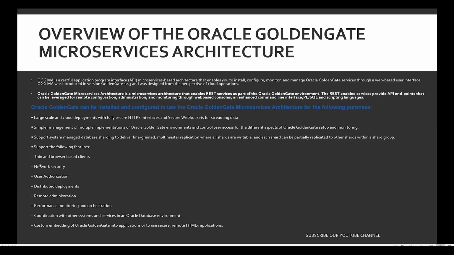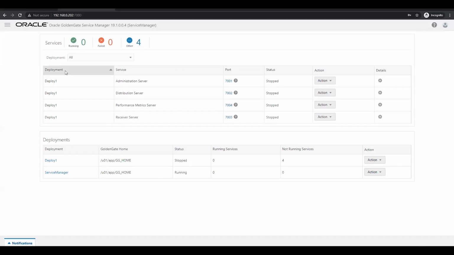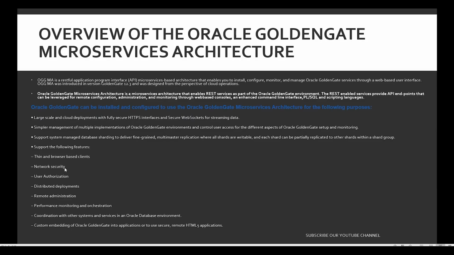We can access GoldenGate microservices using the thin, browser-based client. We can also handle network security. If you are using an HTTPS-based connection for managing the GoldenGate microservices architecture, that provides network security through the secure HTTPS connection. The next part is user authorization. Whenever we configure, it requires user authentication, and that can also be managed through the microservices architecture.